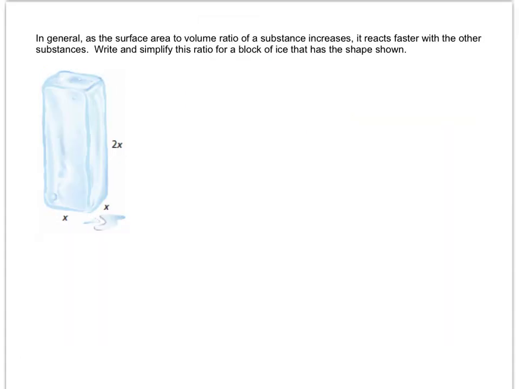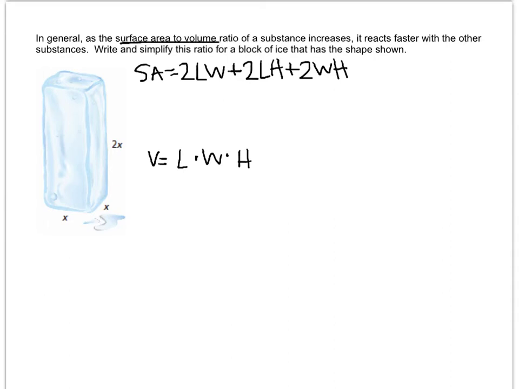Read this example, and if you know the two formulas, write them down. So those are the two formulas, surface area and volume of a rectangular prism. And now I want to plug in the values so that I can set it up as a ratio. So I'll call this the length, this the width. Well, technically that should be the height if I want to get specific.